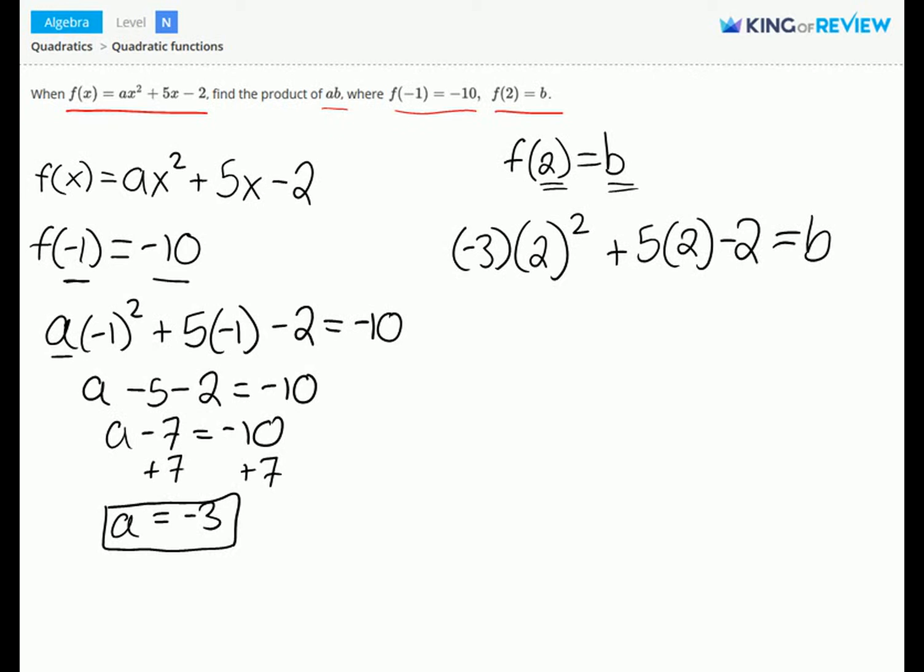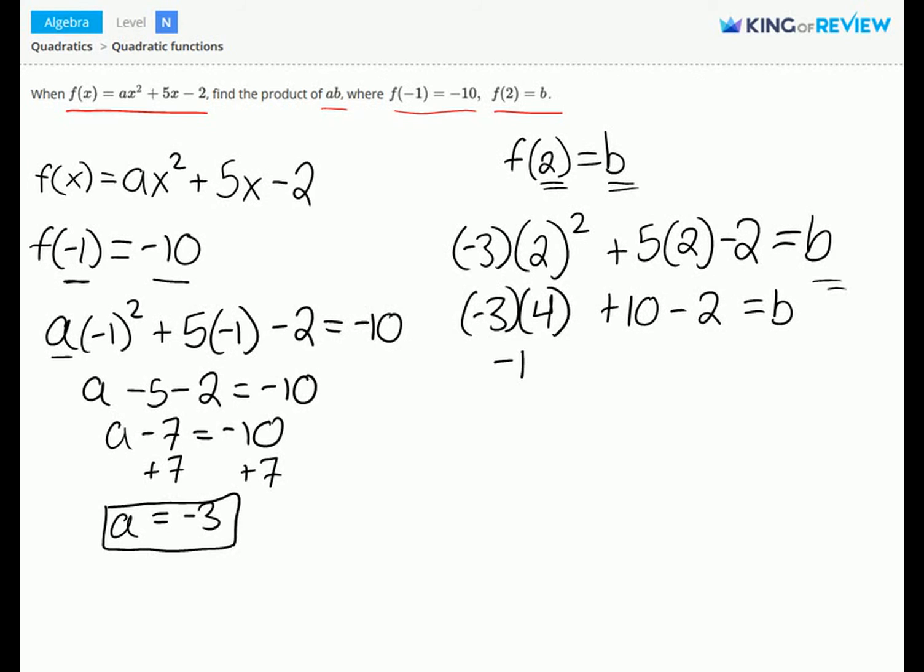Now we have one equation here, and we can solve for b. This is -3 times 4, plus 10 minus 2 equals b. -12 plus 10 minus 2 equals b. And when we work this out, we get b is equal to -4.